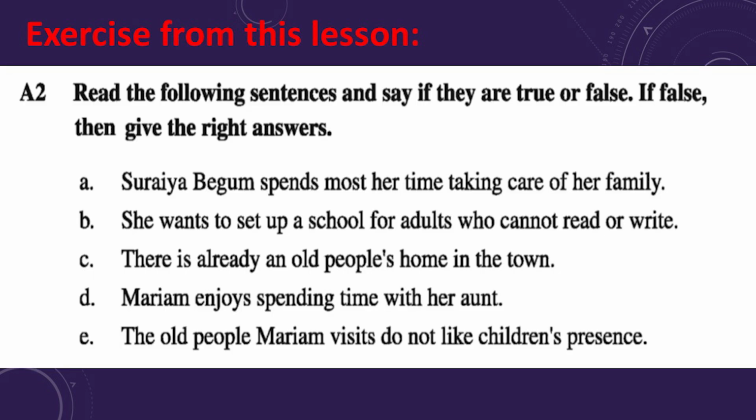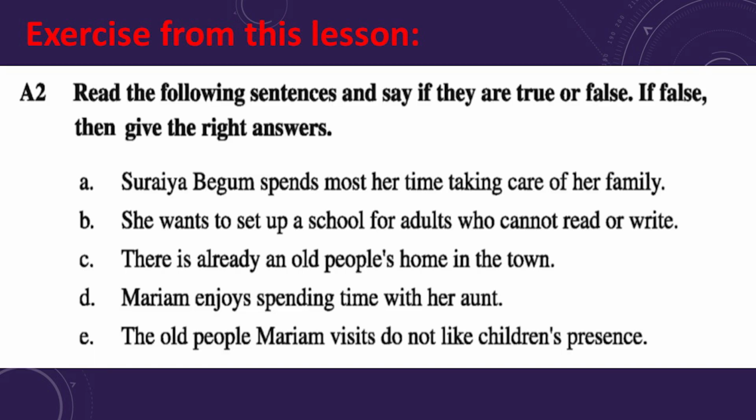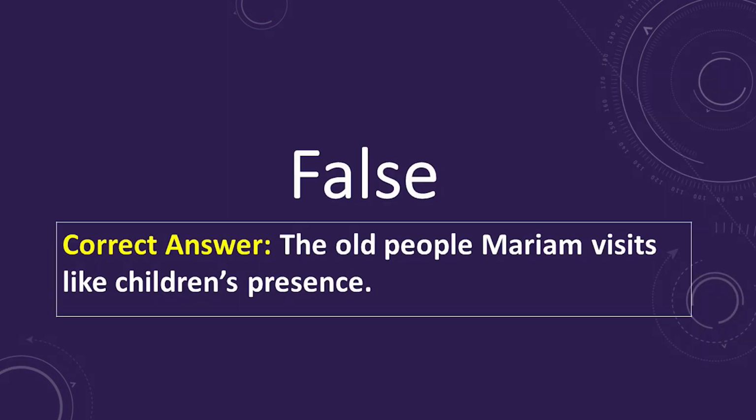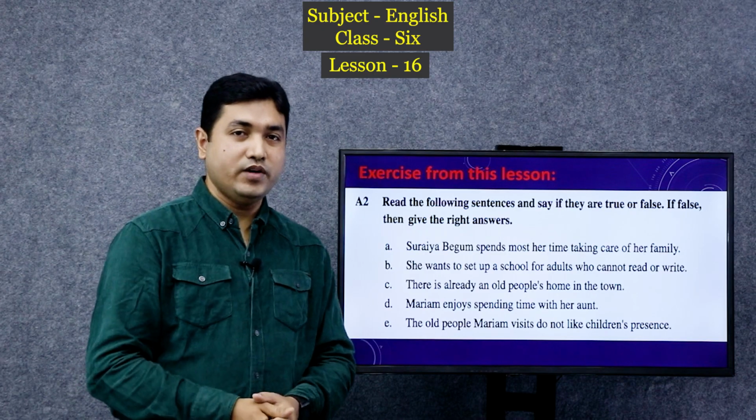D, Miriam enjoys spending time with her aunt. It is true. It is clear to us that Miriam enjoys spending time with her aunt. E, the old people Miriam visits do not like children's presence. It is false. Old people like children very much. So, the correct answer will be the old people Miriam visits like children's presence. So, dear learners, I hope the answer is also clear to you. Now, move on to our next slide.